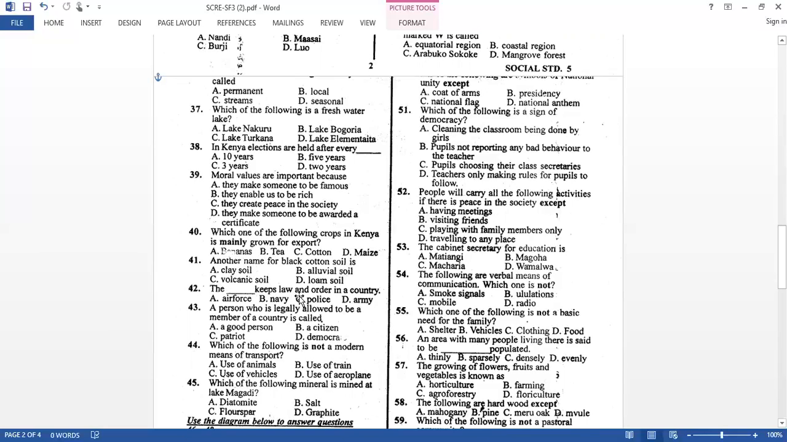The dash helps to keep, or the dash keeps law and order in a country. These are the police. The main work of the police is to maintain law and order.